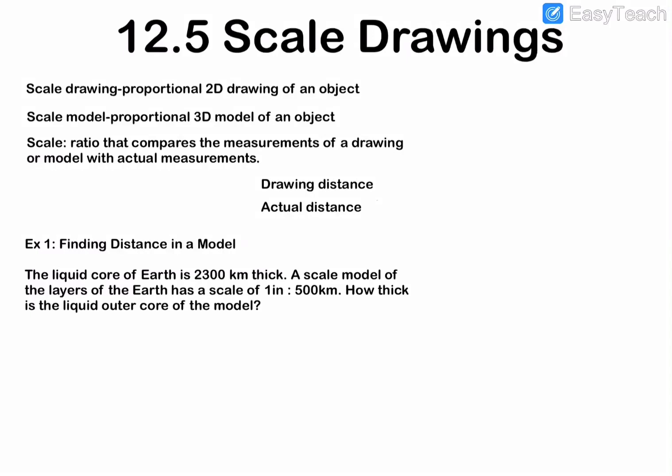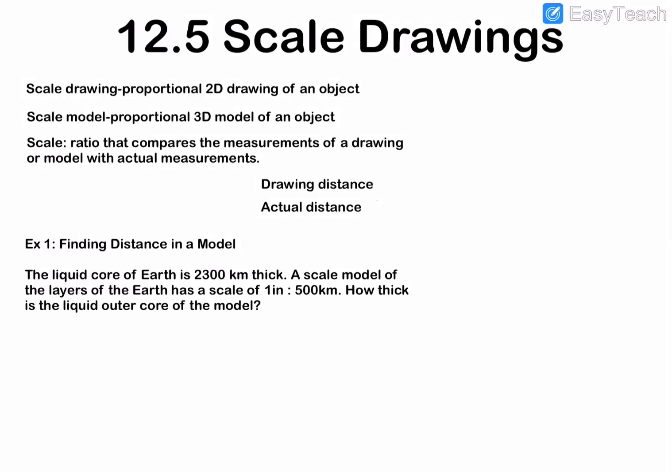Okay, so a scale drawing is a proportional 2D drawing of an object. That's just like the map that I was talking about. A scale model is a proportional 3D model of an object. You can see the key word in there is proportional, so we will be using proportions with this lesson. Hope you remember how to do that. So the scale is the ratio that compares the measurements of a drawing or model with the actual measurements.